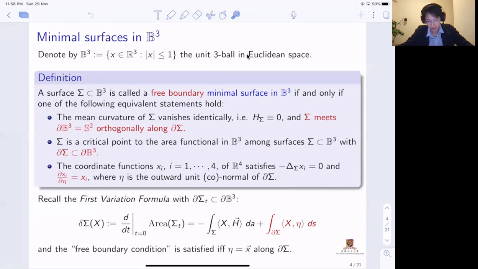Right? So this in turn gives you a third equivalent definition above, which says that the coordinate function now is not an eigenfunction, but is indeed harmonic, because now the mean curvature is 0 in the interior as a minimal surface of R3. And now the free boundary condition corresponds to a Robin condition. So if you look at the outward normal derivative of the coordinate function, this is equal to the coordinate function itself on the boundary. So this condition here is just precisely this condition. Okay. All right.